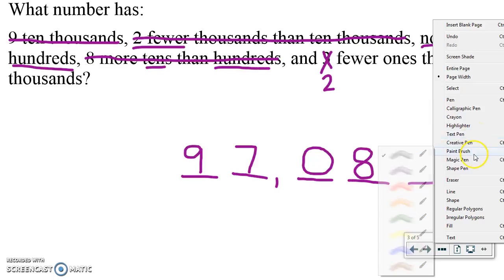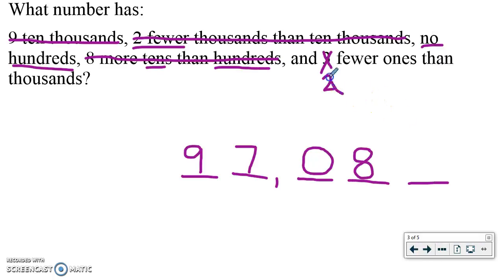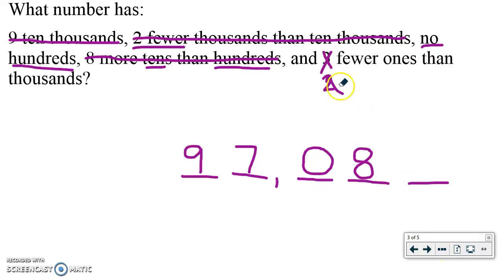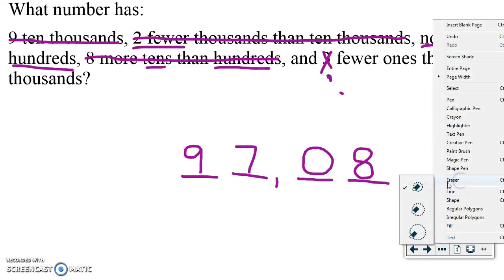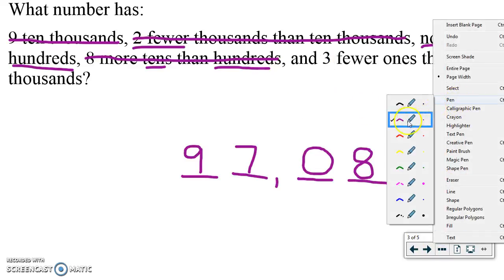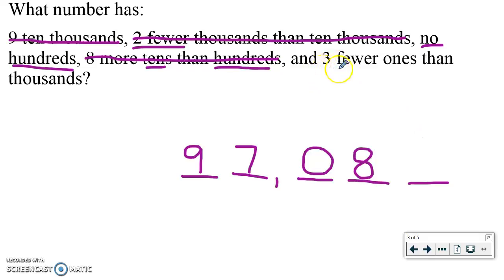In my head, I was thinking more. Oops, I want my eraser. Oh, that's a wimpy eraser. Look at Mr. Aikoff, all your mistakes you're making. Okay, so it's doing, get my pen back here, 3 fewer, so I gotta go less with fewer ones than thousands. Okay, so I gotta go 3 smaller than the thousands here. So 7 minus this 3 would be 4.